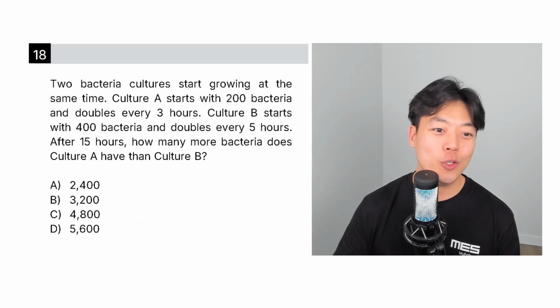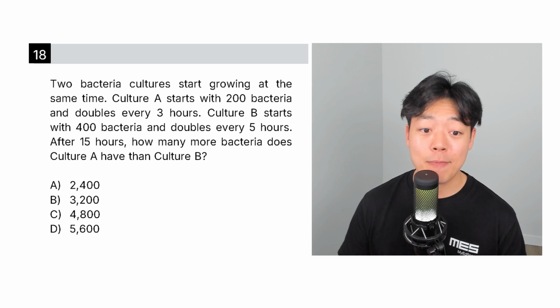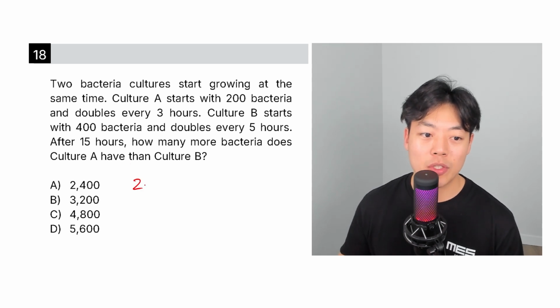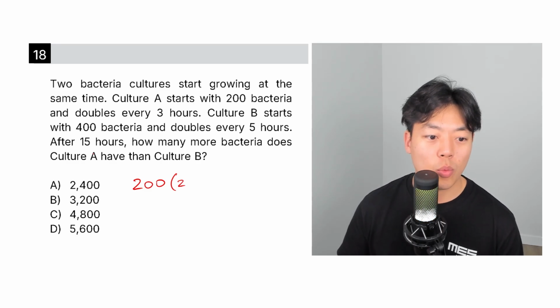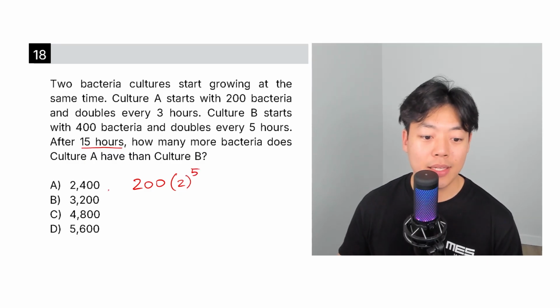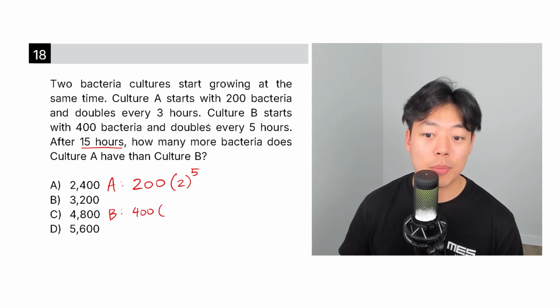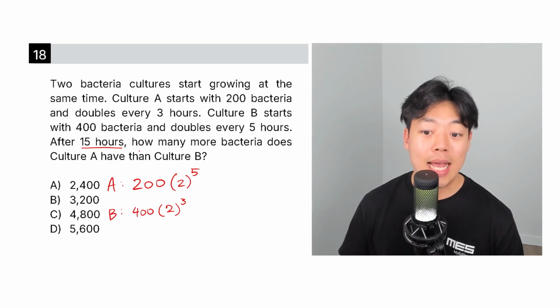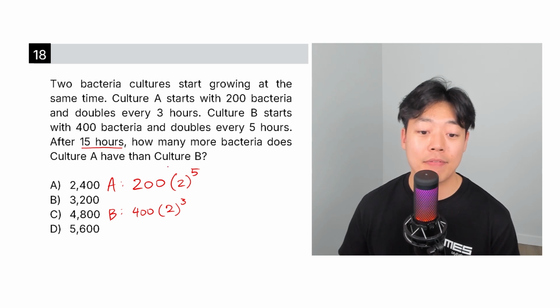Number 18, 2 bacteria cultures start growing at the same time. Culture A starts with 200 bacteria and doubles every 3 hours, okay? And since we're talking about 15 hours, it'll be 2 to the 5th. Culture B, this is A. Culture B starts with 400 bacteria and doubles every 5 hours. So we're doubling still, but every 5 hours will be 3 times within the 15 hours. How many more bacteria does culture A have than culture B?